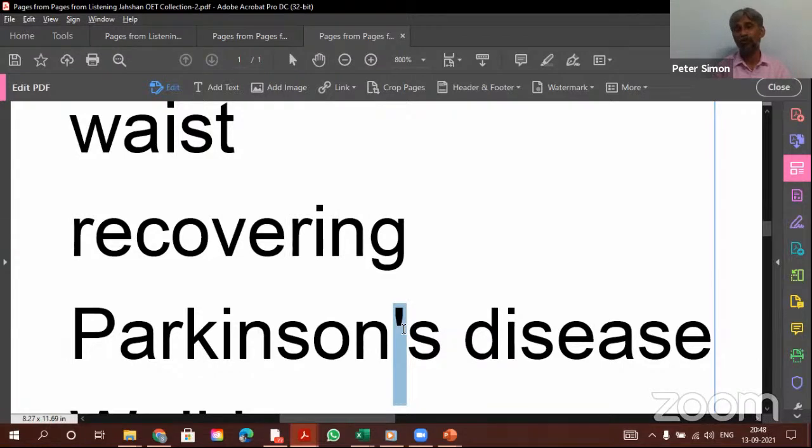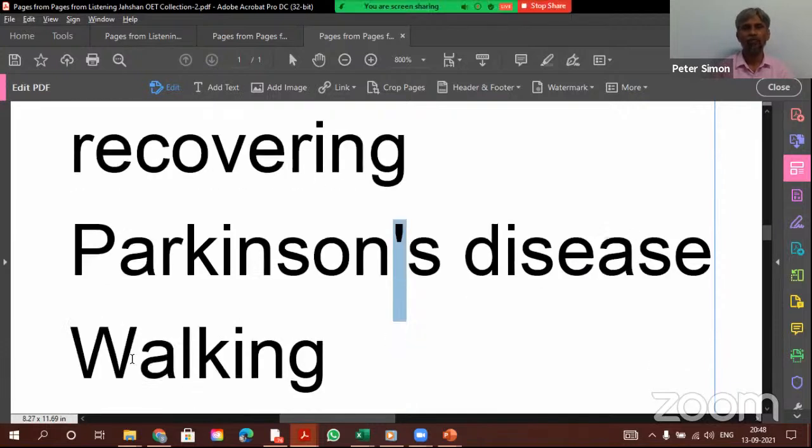If you don't know punctuation, that's a punctuation mark. So the capital letter must be there, the apostrophe must be there, and 'disease', small letter must be there, not a capital letter, because disease is a common noun. Parkinson is a proper noun. This is why many students are losing marks. And they say, spelling is okay. What spelling is okay? It's not just spelling. There are many things which go in between.